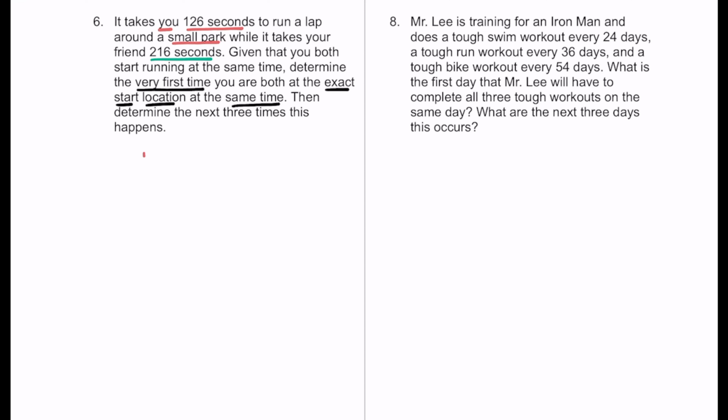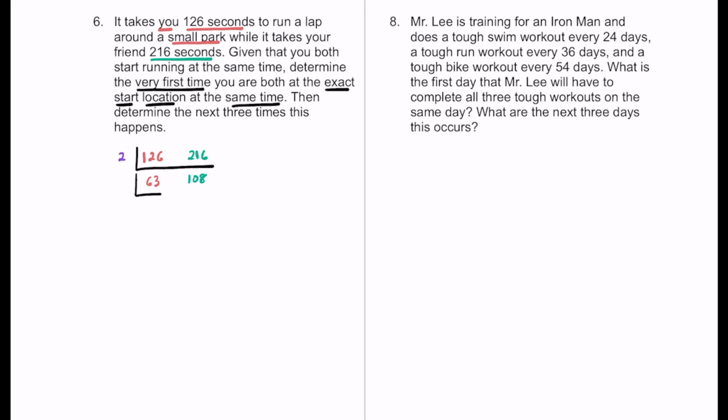So let's see, we have 126. So every 126 seconds you end up back at the start location, and then for your friend it's every 216 seconds, so you're a little faster than they are. And so let's see, these are both even numbers, so I'm going to start with a 2 because I know I can make these smaller. Half of 126 should be 63. Half of 216 I think is 108.